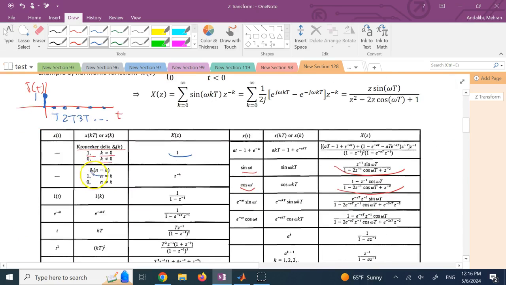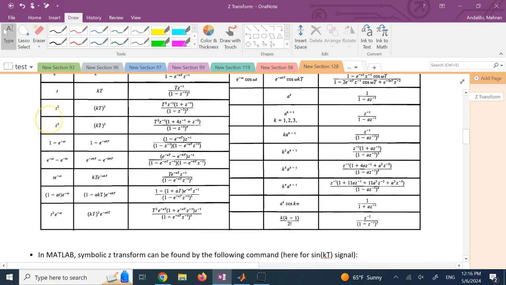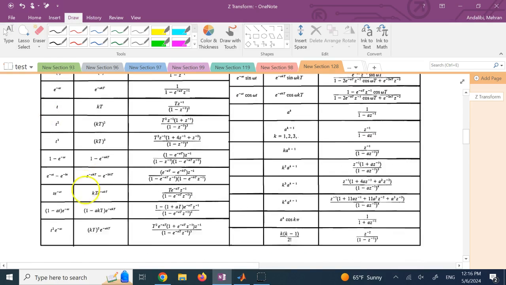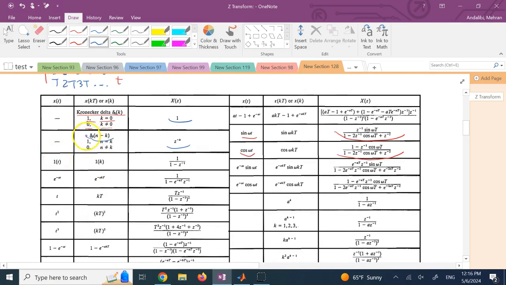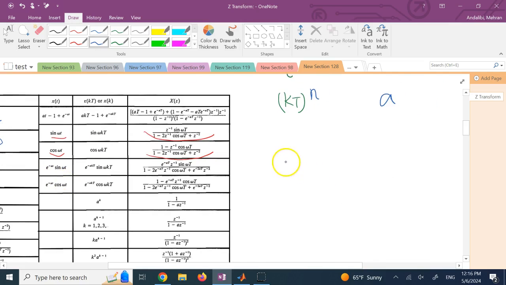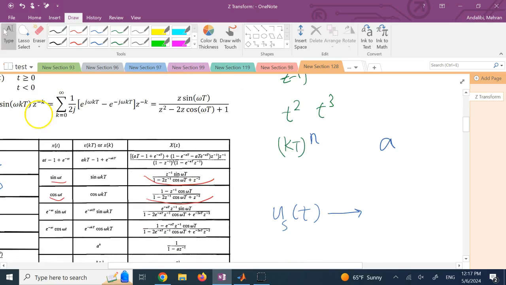If there is a delay, then it's going to be z to the minus k. In general, any function that is delayed, its z transform should be multiplied by z to the negative k. For instance, remember the step function u_s of t, what was the Laplace of it? You have it up here. It's z over z minus 1, right?